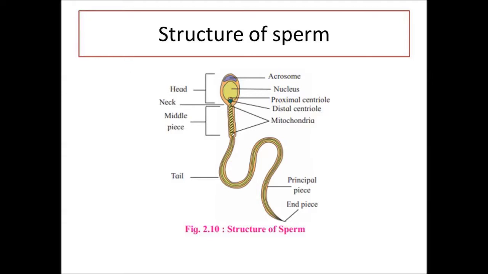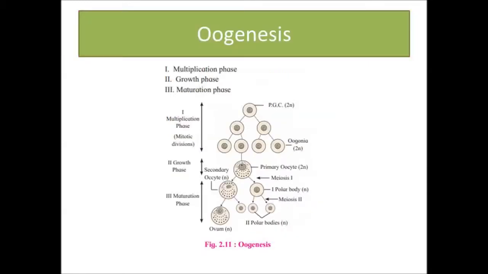This is also the same process as spermatogenesis. Oogenesis is the process of formation of the haploid female gamete, that is the egg or the ovum, from the diploid germinal epithelium. It involves the process of meiosis. Like spermatogenesis, oogenesis is also divided into three stages: first, the multiplication phase; second, the growth phase; and third, maturation.